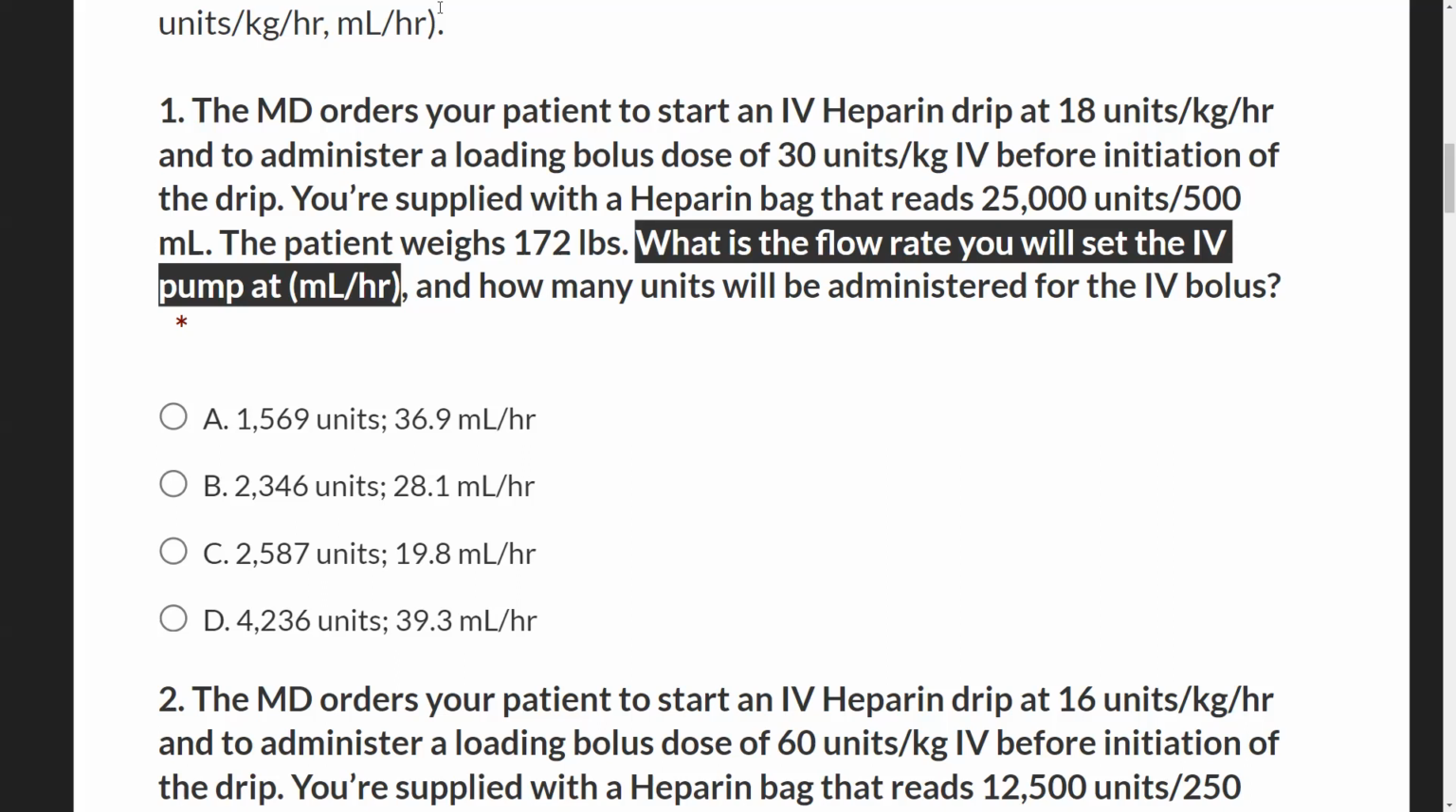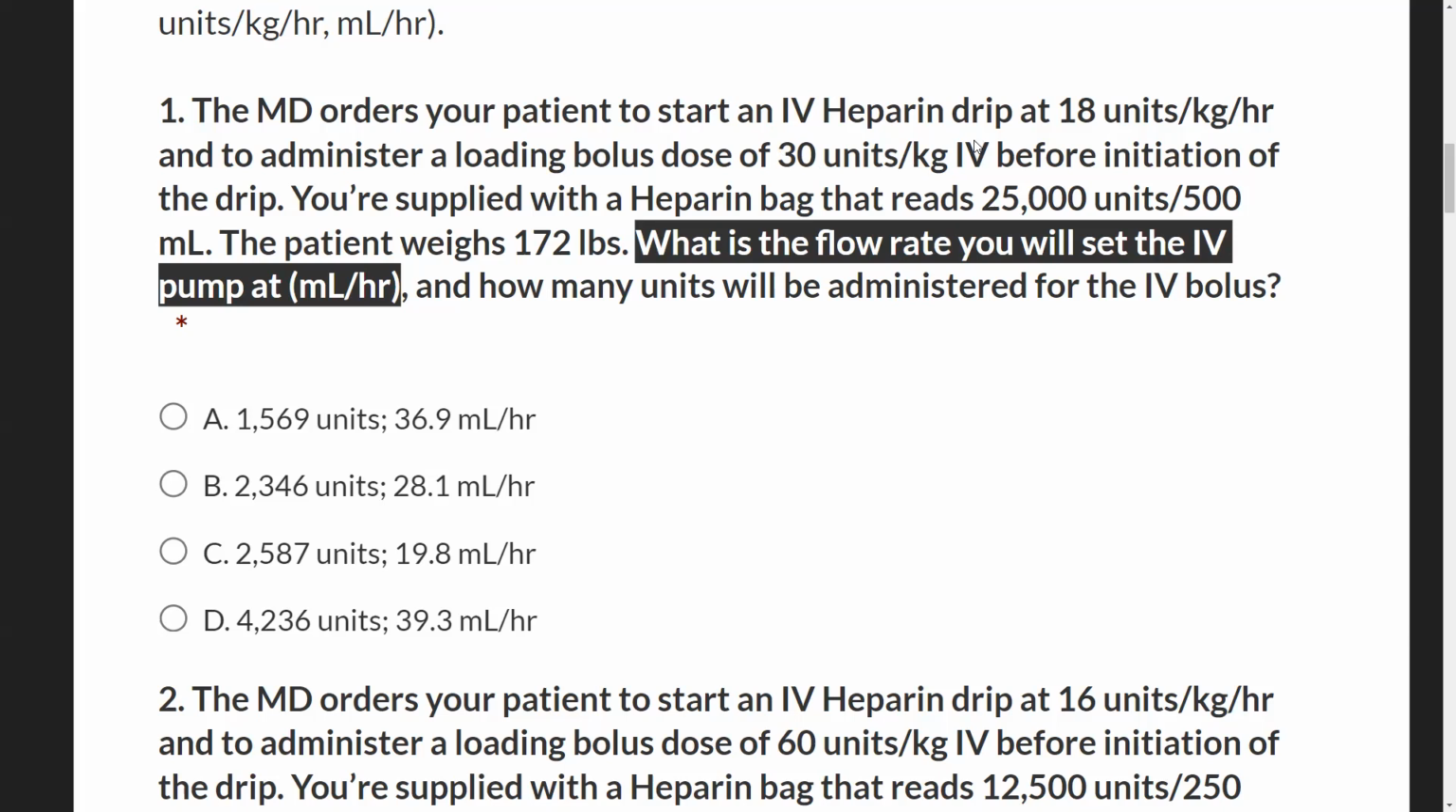Okay, so do we have a desired dose here? 30 units. No, what's the desired? So the 30 units is your bolus dose, okay? And then in here, you also have the MD ordered a dose, and that says 18 units per kilogram. So that is your desired dose, 18 units per kilogram per hour. The thing is, you don't know what the kilograms are yet because we haven't calculated that, all right?